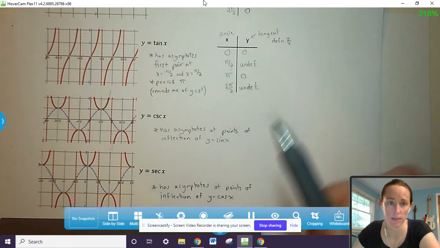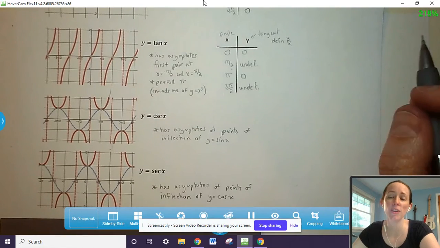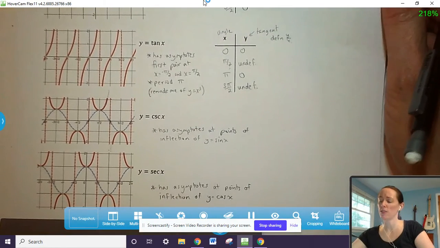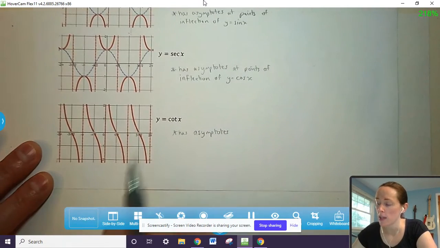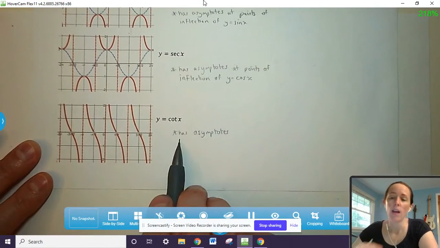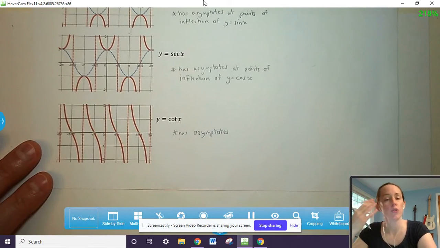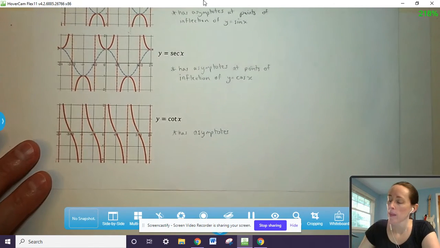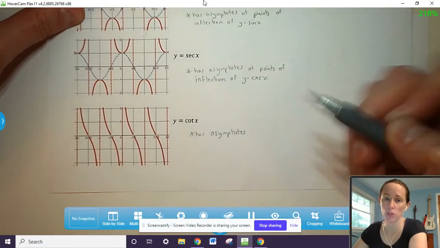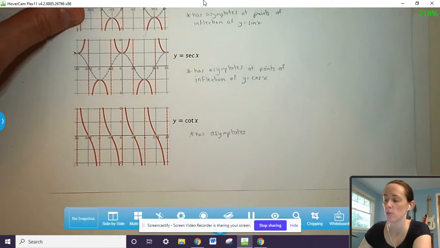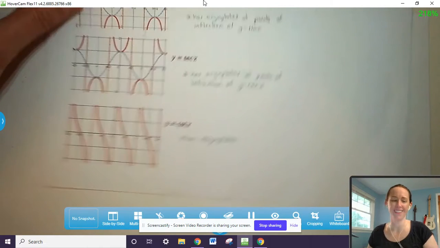Likewise for secant. And last one here is cotangent. We barely saw cotangent this year. You're barely going to see it next year. But here's what cotangent looks like. It has asymptotes. I didn't even write down for you, but if you want to include in your notes, you can, that the asymptotes and intercepts switch from tangent and cotangent. So good to be aware of, but not likely you're going to see cotangent very often.